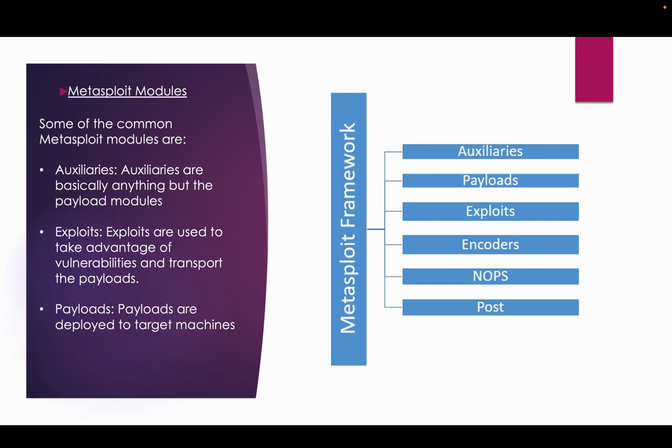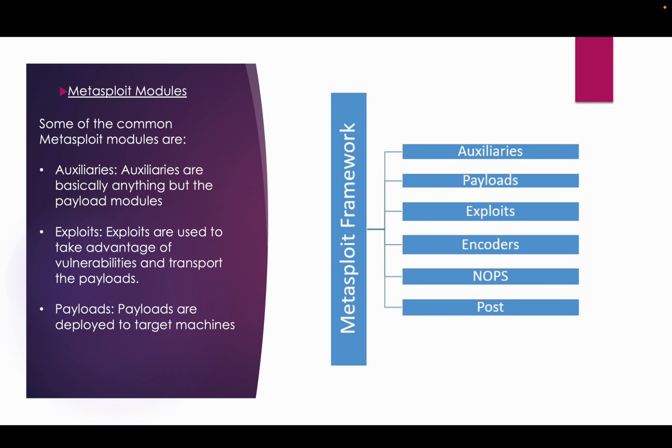Moving on, we got exploits. Exploits are used to take advantage of vulnerabilities and transport the payload. So basically, exploits are a gate. It's basically a gate that takes us to the victim's machine, and once we have crossed that gate, we can deploy our payloads and execute them.